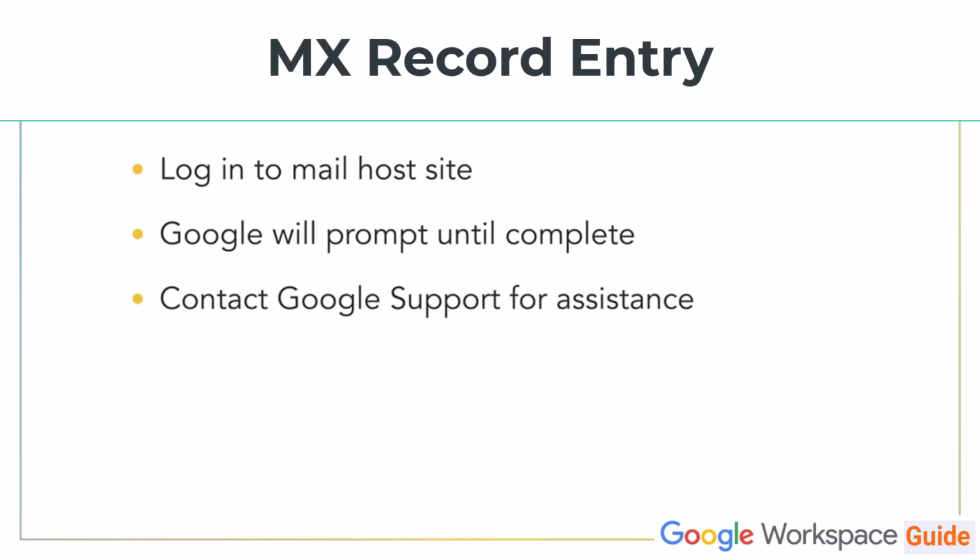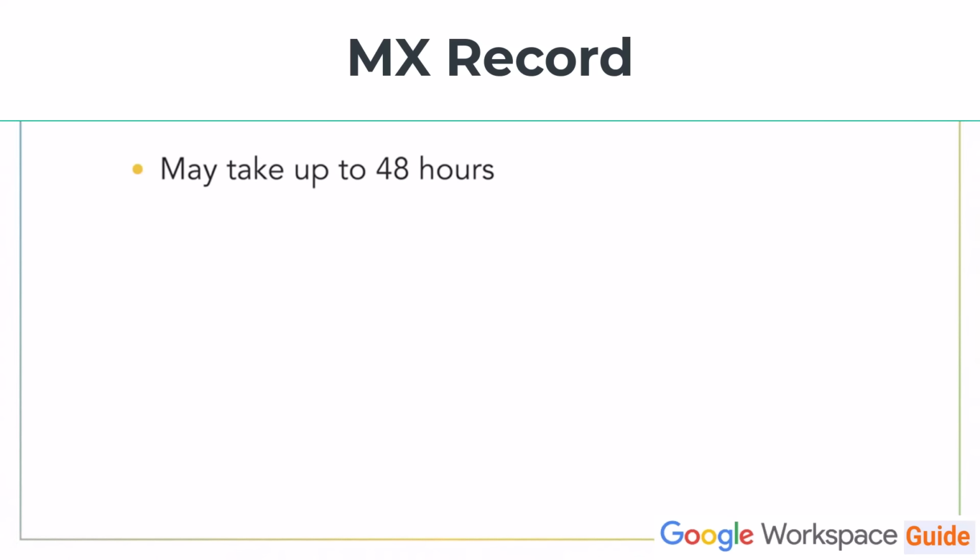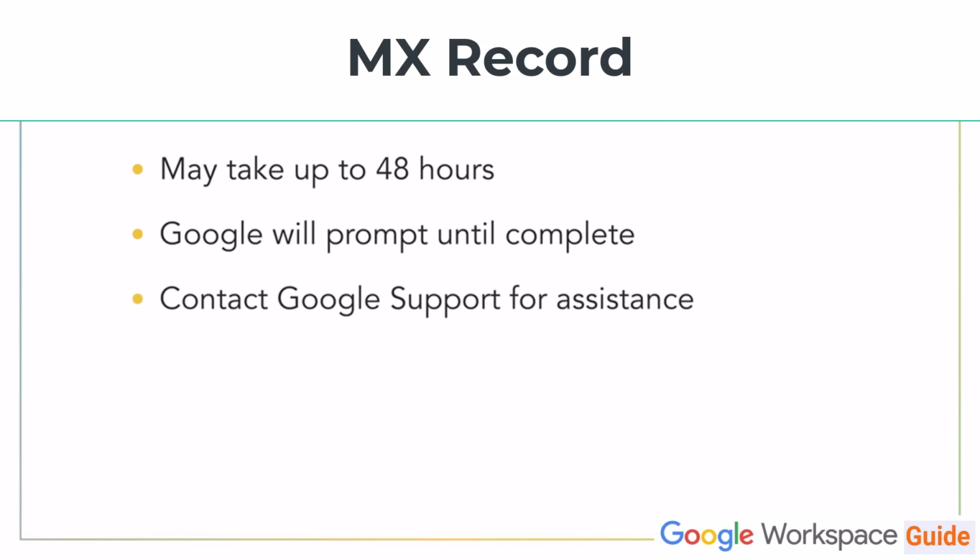Add each of Google's MX records and save your changes. Google will then verify your settings and finish setting up Gmail. MX record changes may take up to 48 hours to take effect. The verification process will continue to fail until the MX records have propagated, and the admin console will continue to prompt you to finish setting up Mail until it's complete. If you run into any difficulty during this process, Google support is there to help you get set up.